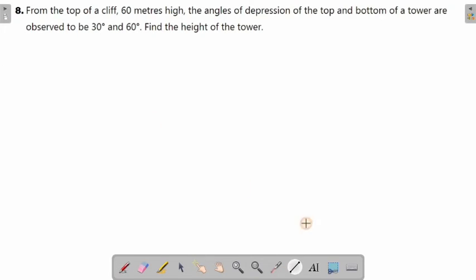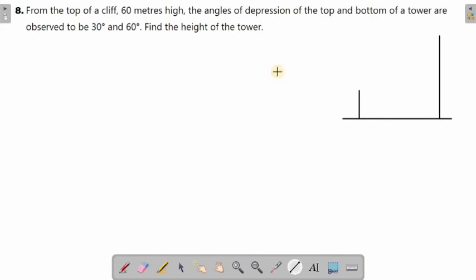Next we have another question which says, from the top of a cliff 60 meters high. Let me first draw the respective diagram at the same time. So there's a ground and there is a cliff. Let me say that AB is the cliff. Now there's also a tower, so let me call this my tower.